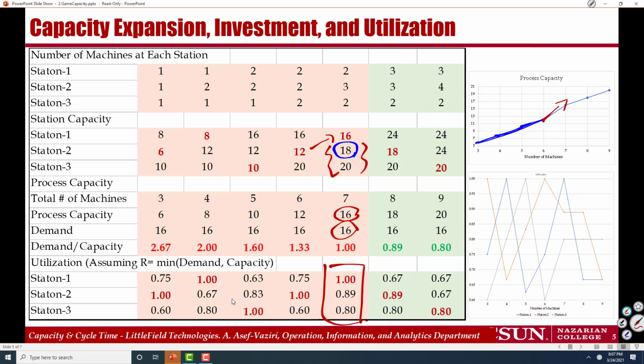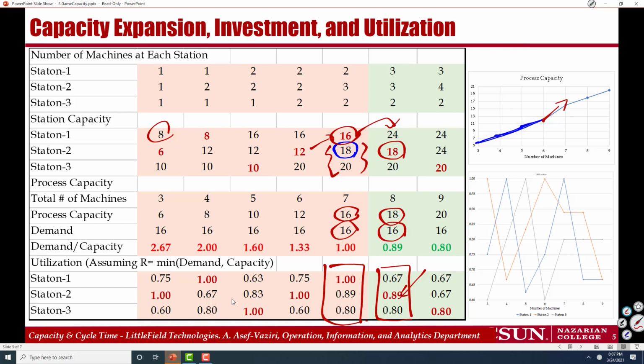Currently, the bottleneck is station 1. So we buy another machine for this station. Each machine has capacity of 8, and therefore that one goes to 24, and the bottleneck goes to station 2 with capacity of 18. Now capacity of the process is 18 and demand is 16. Utilizations are here. 0.67 is good, 0.80 is good, 0.89 is a little bit scary, especially if variability in demand is high.